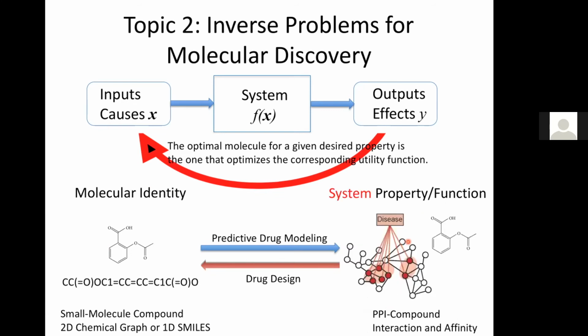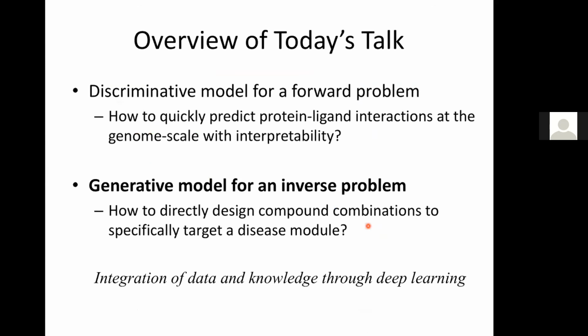We actually have to design a drug that works for a disease. And you have to consider that a disease module consists of subnetworks of protein-protein interactions. So these are the two things that we have to address compared to the first topic. And in particular, we are asking, how do you directly design drug combinations? Why are we interested in drug combinations?